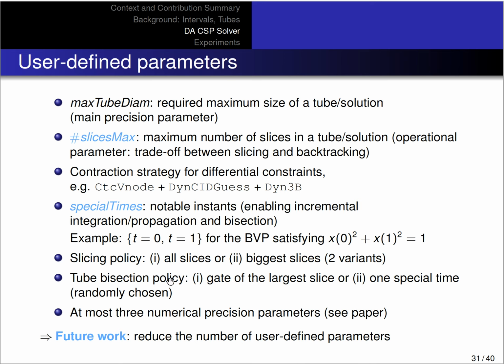Another parameter is the tubes bisection policy. The tree search can bisect the largest slice or can bisect the gate occurring at one of the special times. Finally, three numerical precision parameters are detailed in the paper. To summarize, it's a significant progress to get this first generic solver, but we still need to work on reducing the number of user-defined parameters, especially those appearing in blue above.